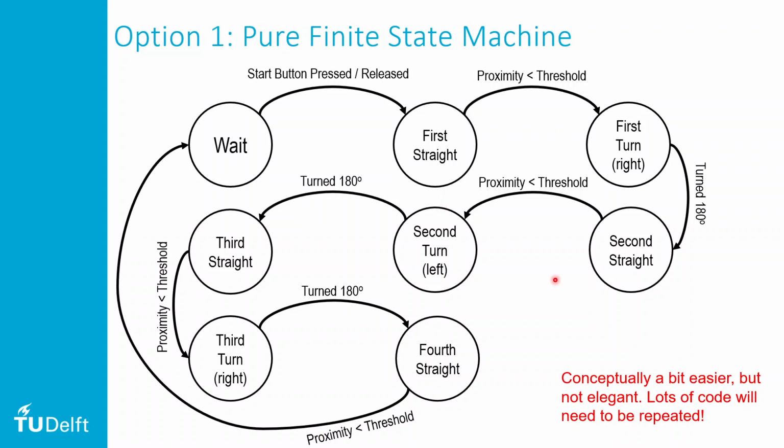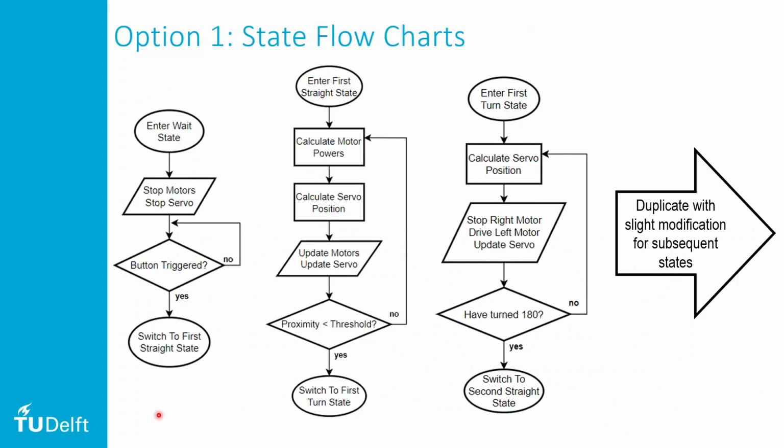Anyway, if we're going to do it this way, let's have a look at what the flowcharts for the individual states would need to look like. Okay, so the wait state is basically the same as it was for the easy one. We enter the wait state, we stop everything, we keep checking the button, and eventually when the button is triggered, we go to, in this case, the first straight state. Now, notice that I'm not showing the flowcharts for all of the straights and all of the turns because they're very, very similar to each other, and I didn't have time or space on the slide.